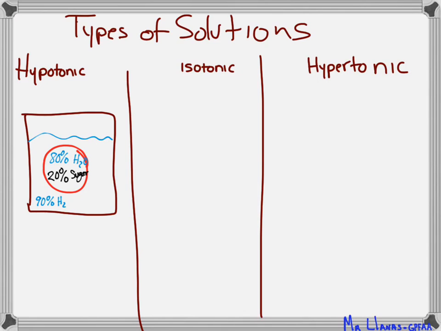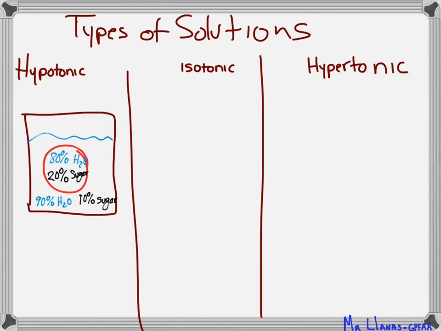So let's look at hypotonic first. Let's pretend that we're looking at a cell inside a beaker, right? And there's water in the beaker, but there's also some sugar in that water. So we put the cell in there, and inside the cell there's 80% water, 20% sugar. Okay, and the water that was in the beaker is 90% water, 10% sugar.